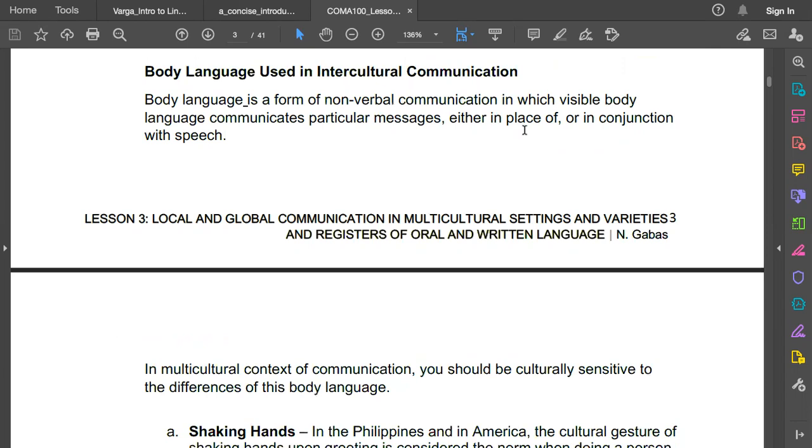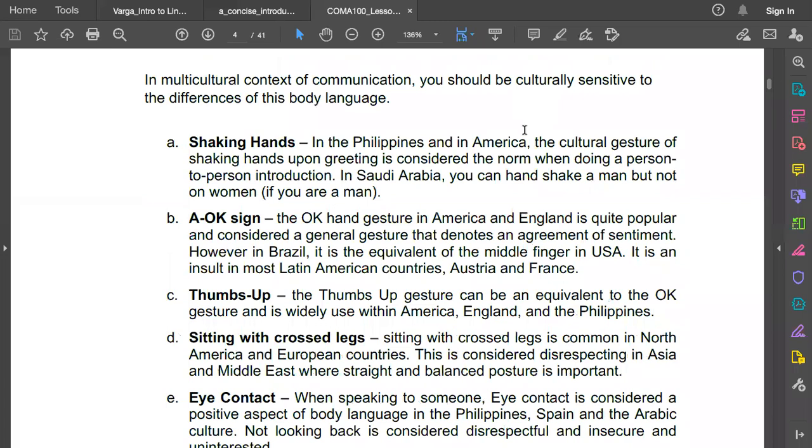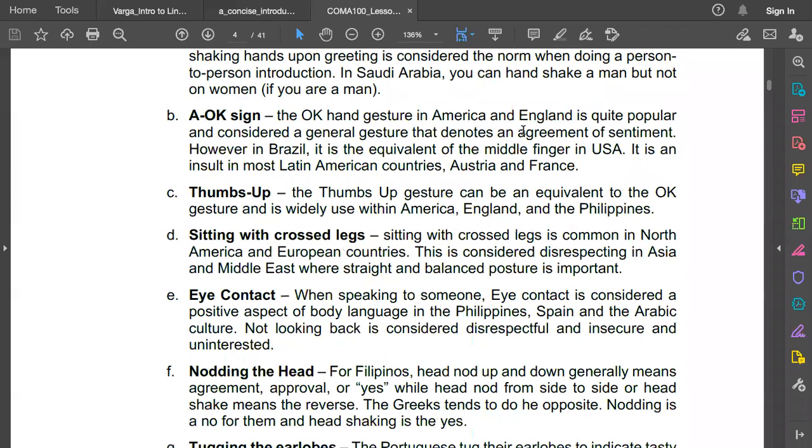Okay. Next, body language used in intercultural communication. There are several common body languages that may carry positive and negative connotations in certain countries. So let's go through them one by one.